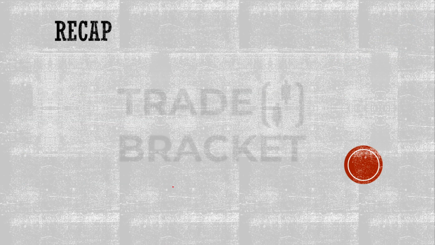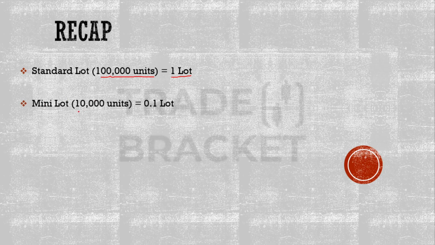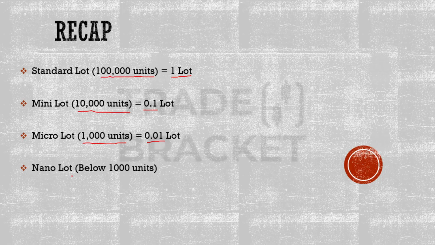Quick recap. We talked about the standard lot, which is 100,000 units of the base currency, also represented as one lot. We talked about the mini lot, which is 10,000 units, also represented as 0.1. Next we talked about the micro lot, which is 1,000 units of the base currency, also represented as 0.01 lot. Then we talked about the nano lot being below 1,000 units.